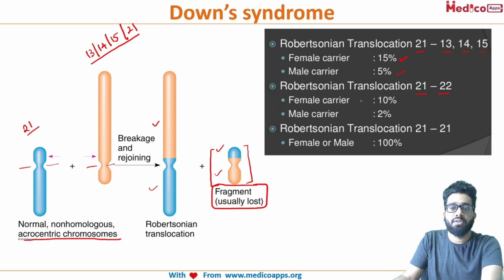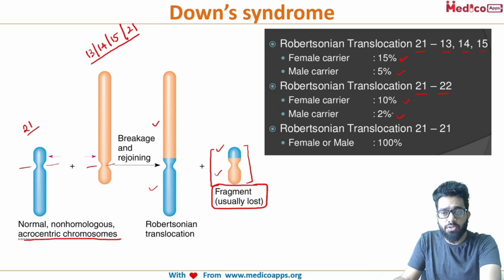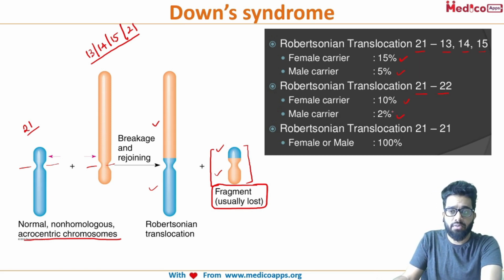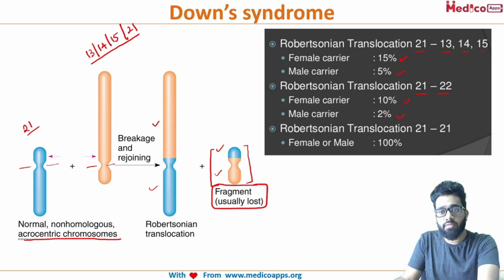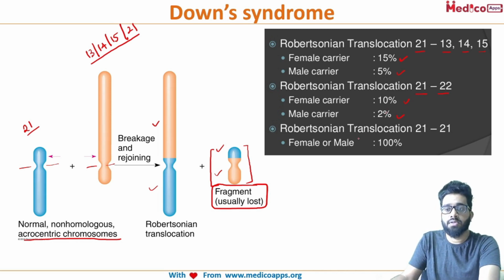So the recurrent risk is almost the same. The female carrier is 10% and the male carrier is 2%. Always remember the female carrier will have a higher chance of recurrent risk, because with each year the apparatus is going to wear off and it's going to have more chances of producing the disease. But remember, this is the most important and the most often asked question.